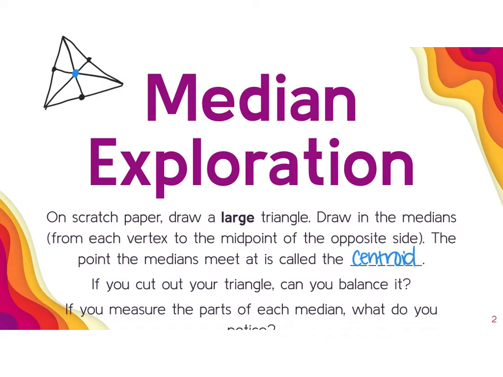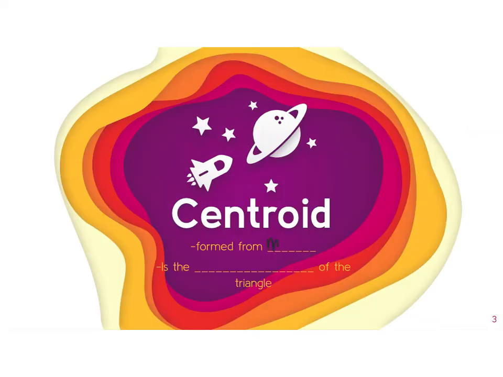Now, if you cut this triangle out of your paper, you should be able to balance it on your fingertip at that centroid point. And what you may notice is that if this is 1, then this other side over here would be 2. The centroid is formed from medians, and it is the center of gravity of the triangle, which means it's the balancing point of the triangle.